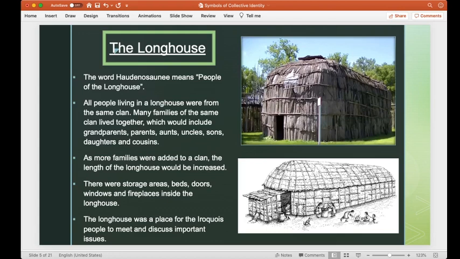It is a symbol of collective identity because you unified with your tribe. When you thought about your identity, not only were you a person, you were also a part of something bigger. You belong, because remember, our word for collective identity is belonging to a group. You belong to a tribe, you belong to this group, and it was a place where you met and discussed important issues.